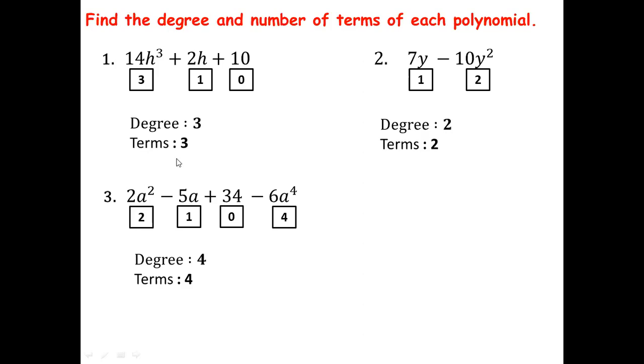Now, you might think if the degree is 3, maybe the terms are also 3. No, it's not like that. So you have to be quite careful when you're solving these questions, okay? Don't think if the degree is 3, terms are 3. This was by coincidence, that the degree is the same and the terms are also the same, so you have to be careful.